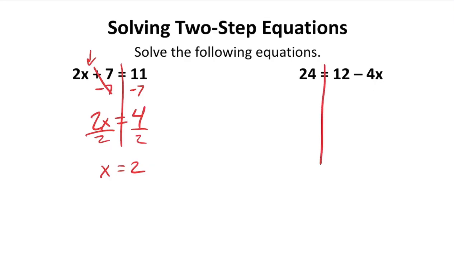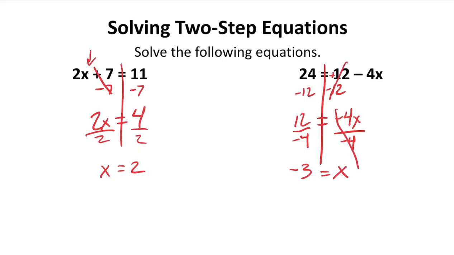Okay, this is a positive 12, so we're going to do minus 12 on both sides, and we get 12 equals negative 4x. Now we divide by negative 4, and you get negative 3 equals x, because that canceled and those canceled.